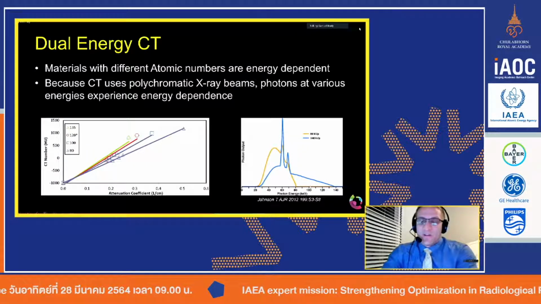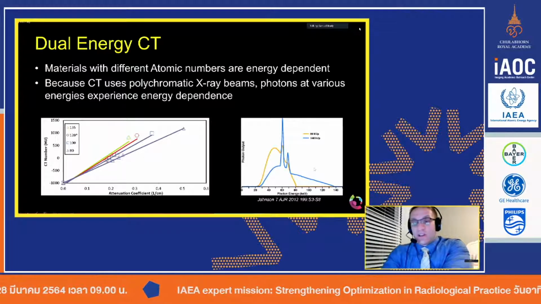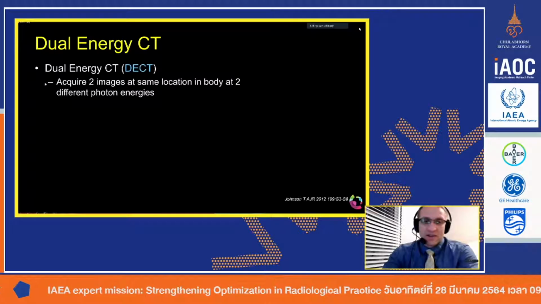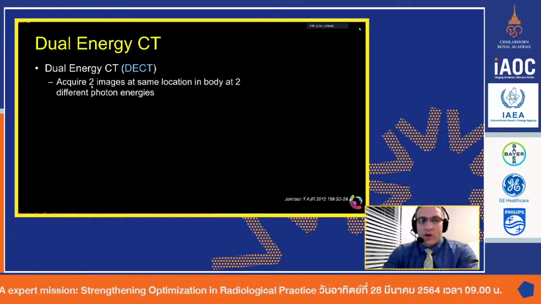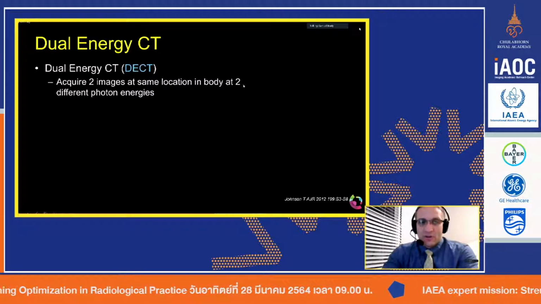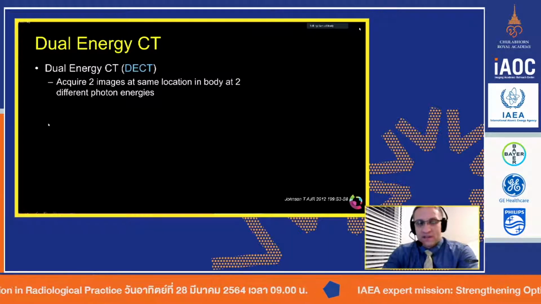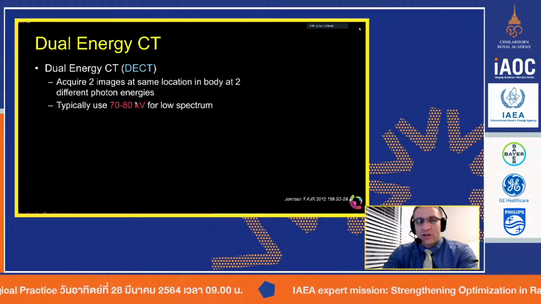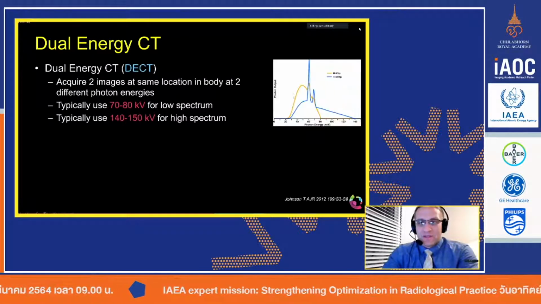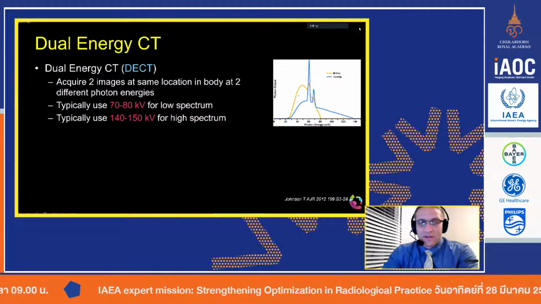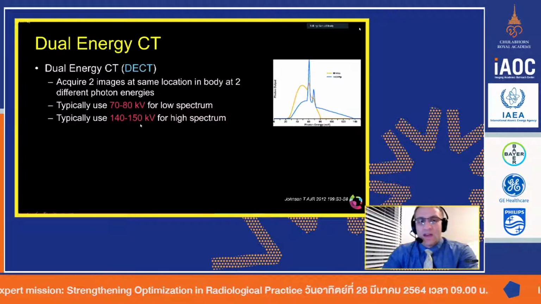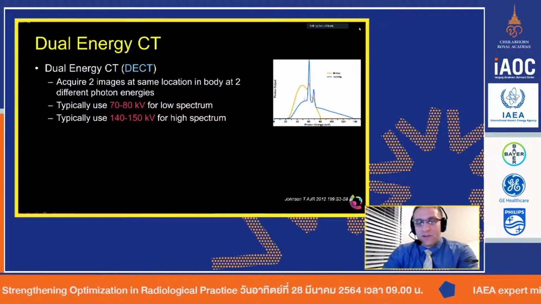And this is going to be very important as we need a combination of both of those to distinguish the materials. So, as I mentioned, what we're going to do is acquire two images at the exact same location in the body at two different photon energies. Typically for the low energy, we're going to dial in about 70 or 80 kV, and that's what gives us, for example, this orange looking curve. Then for the high energy, we're going to be somewhere at 140 kV, and some of the newer scanners can even go up to 150.